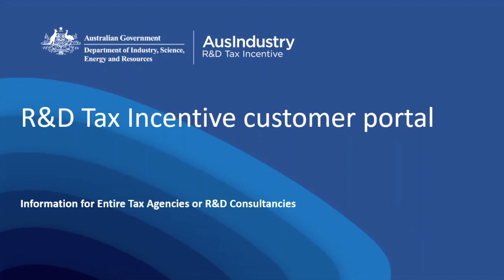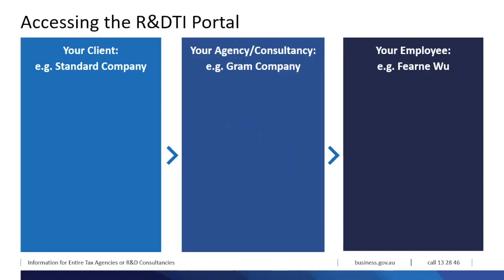This video will provide a short introduction on how to log into the R&D Tax Incentive Customer Portal from the perspective of an entire tax agency or R&D consultancy. For this video, we will look at three key stakeholders: an example client of your company called Standard Company, your tax agency or R&D consultancy, known here as Graham Company, and an example employee of your company named Fernwoo.